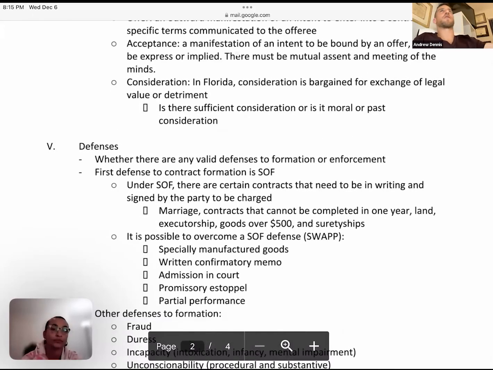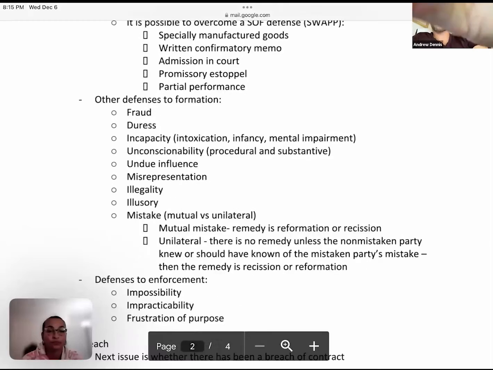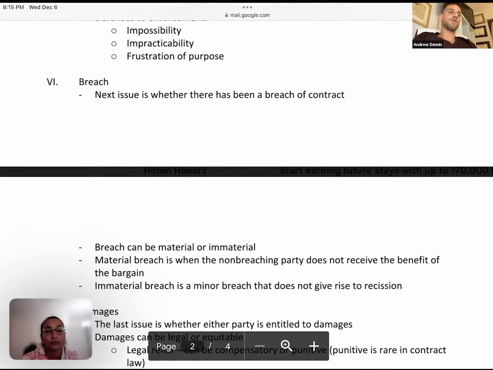Go through the statute of frauds, go through statute of frauds exceptions, go through defenses to formation, go through defenses to execution. Try to get as many points as you can. Don't overlook breach. Usually, in my opinion, both parties breach. A doesn't pay and B doesn't perform. So A argues that B breached the contract, B argues that A breached the contract.